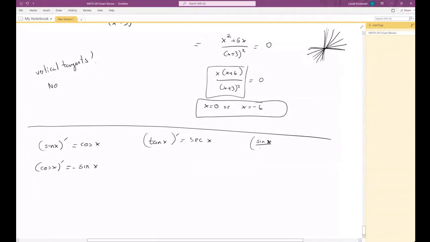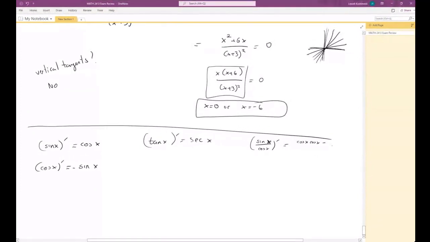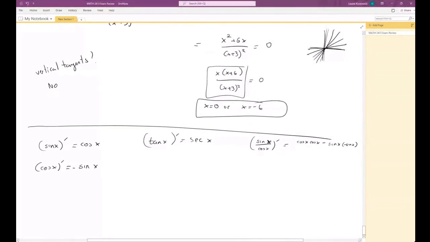Well, you just use the fact that tangent is sine over cosine, right? And then you would use the quotient rule. So the derivative of sine times the bottom, minus high d low, which is a negative sign, the derivative of cosine is negative sine, divided by low squared, right?